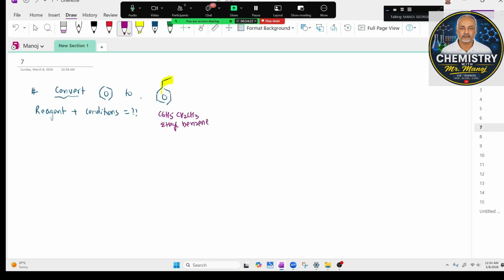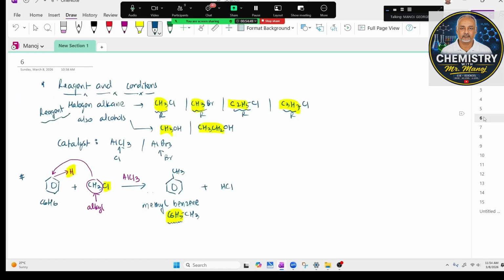So I want you to change benzene to ethyl benzene, which clearly means I want somebody to give me the ethyl group. This is the ethyl group. So who could be my reagent? This is the question. Who can be my reagent? Suggest somebody who can give me ethyl. Look at the options I gave you. You can work with the halogenoalkane. That's the easiest one if you want to follow.